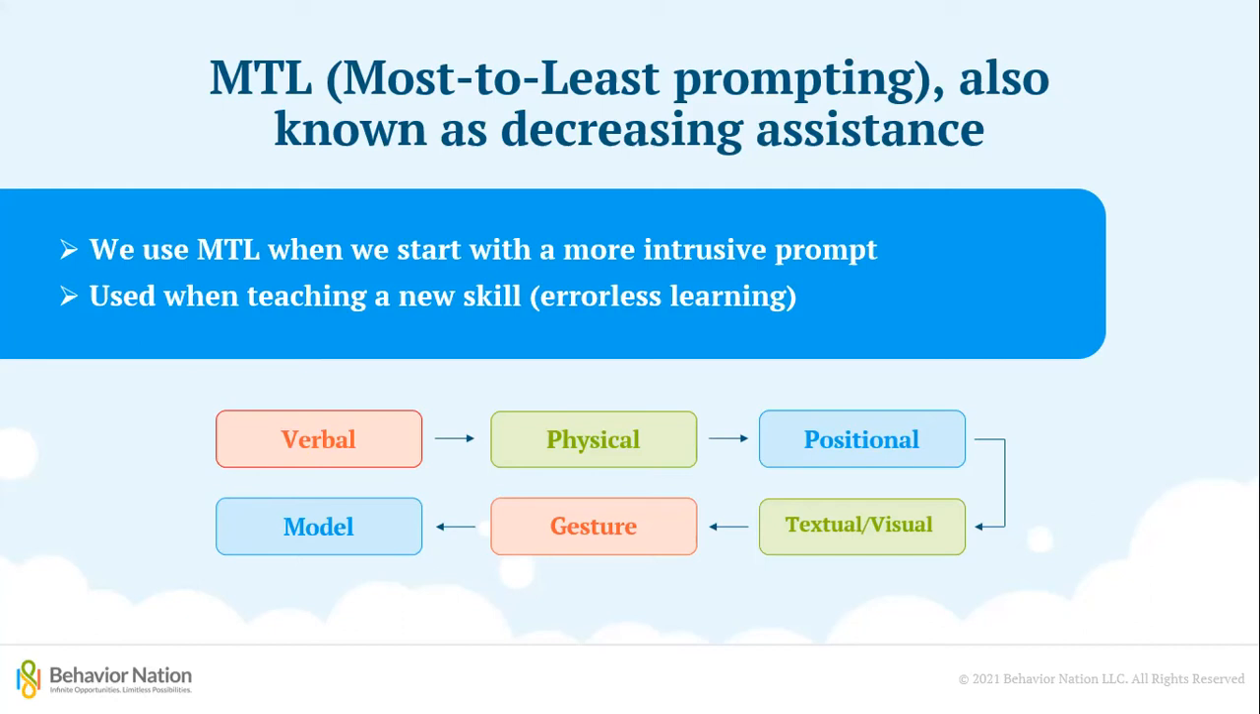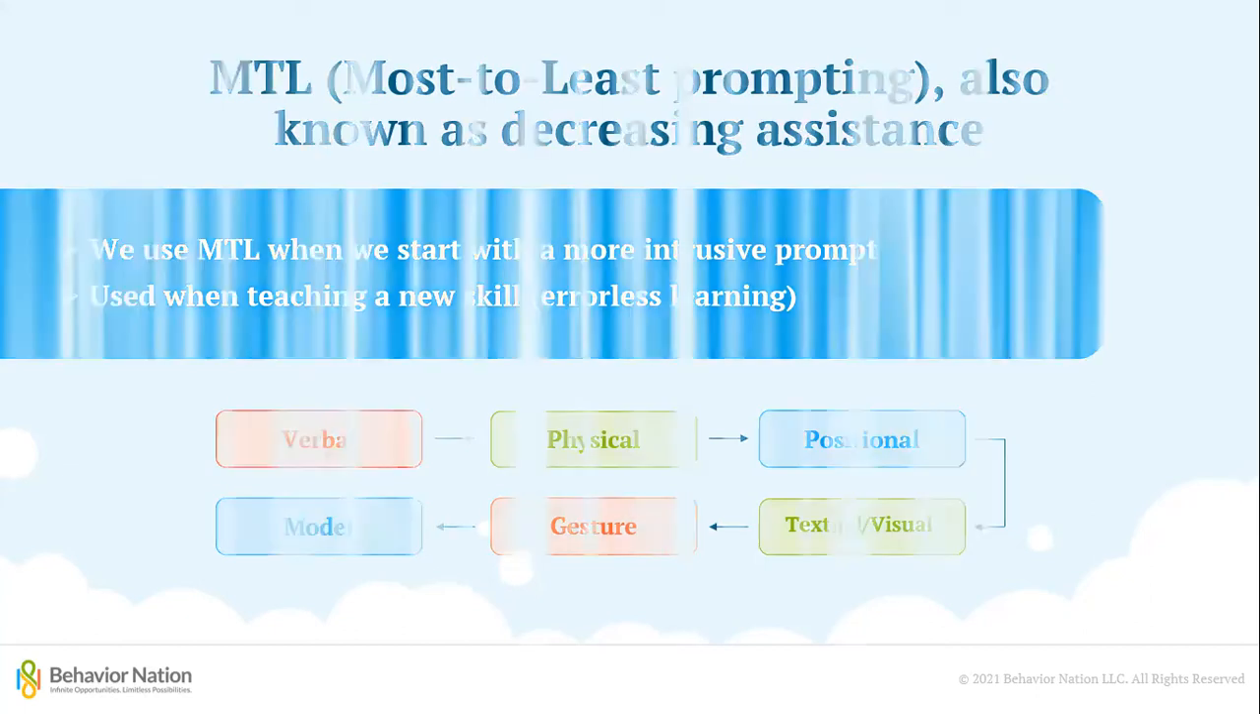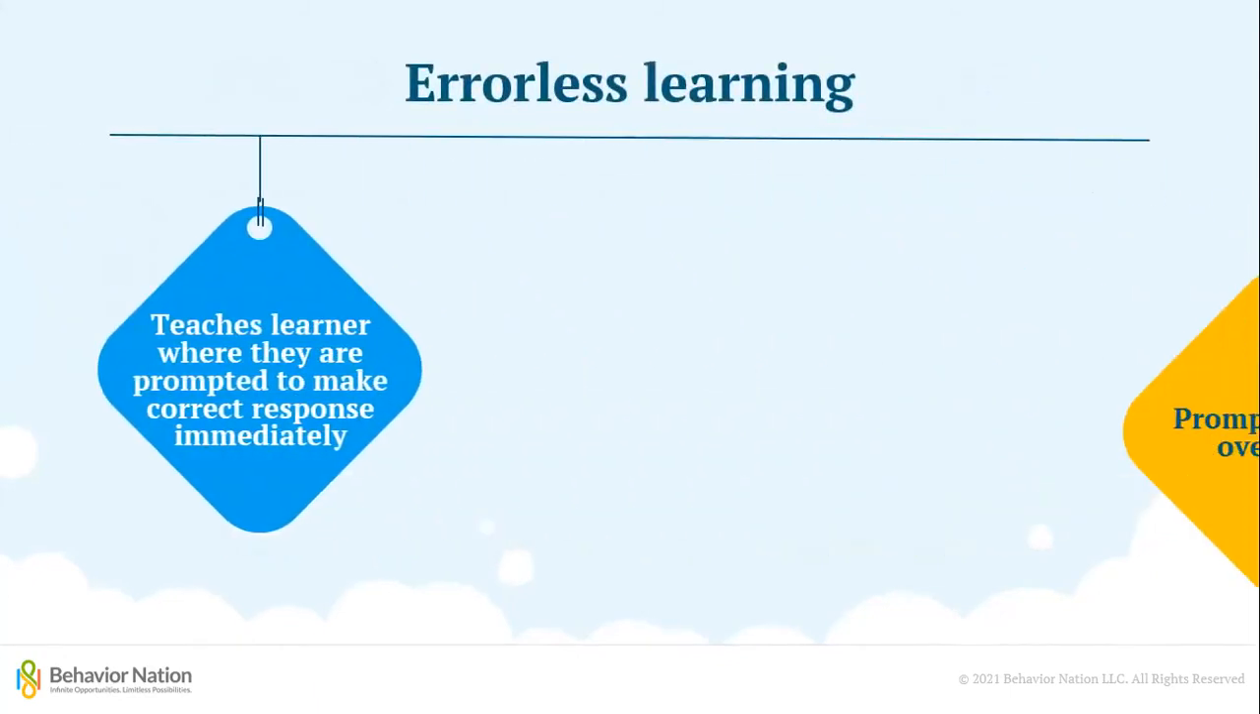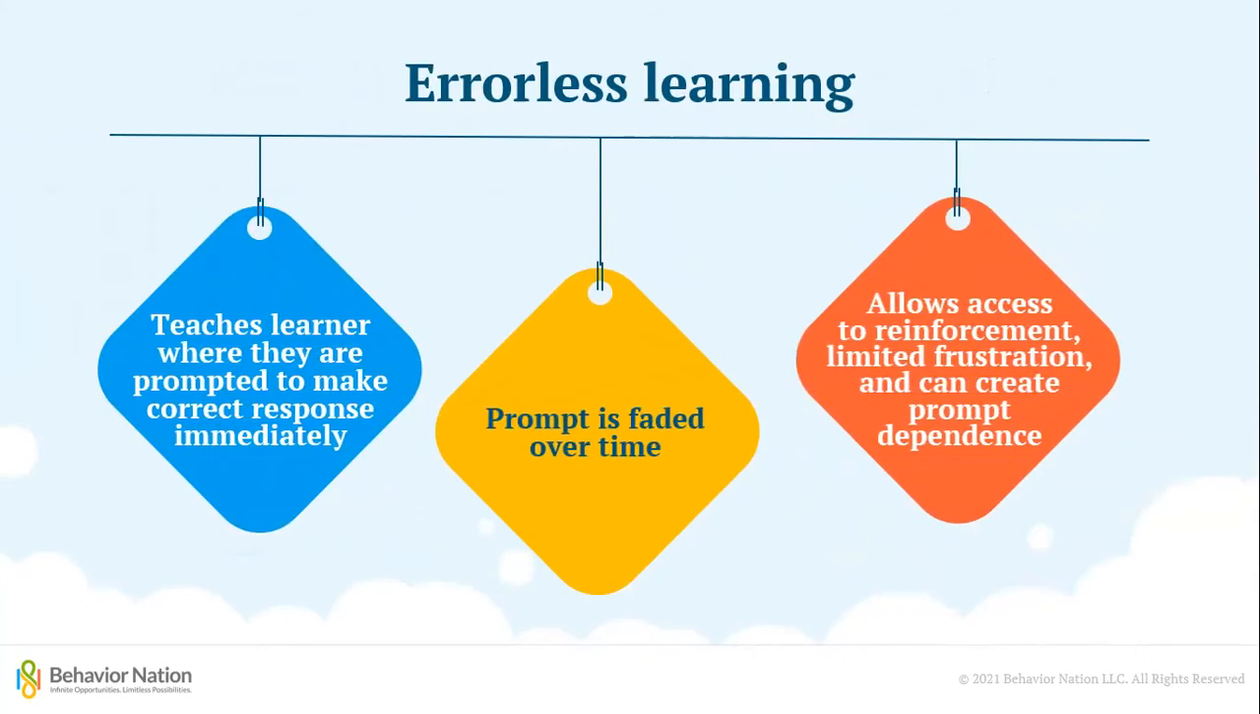Errorless learning is another aspect of most to least prompting, and we are going to discuss that in the next slide. With errorless learning, the learner is given the direction and immediately prompted to make the correct response. This allows access to reinforcement and decreases frustration. However, this prompting style has the potential to create prompt dependence. The goal of errorless learning is to fade the prompt over time. Prompt fading looks like using least intrusive prompts until the learner makes the correct response. We are now going to transition to specific prompts and what they look like.